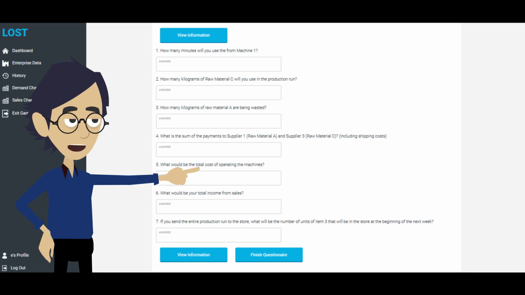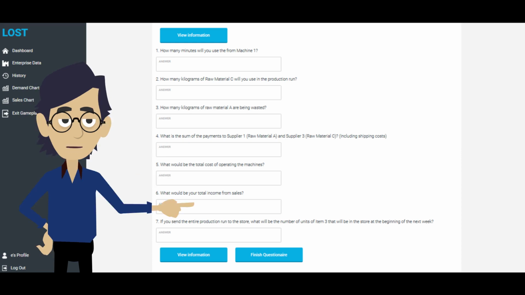The fifth question concerns the operating costs of the machines. Remember that the operation of the machines generate costs. To answer this question, you must first obtain the time that each machine is used. The sixth question refers to the income you get from sales. For this, you must consider the sale price of the items, and also their demand.